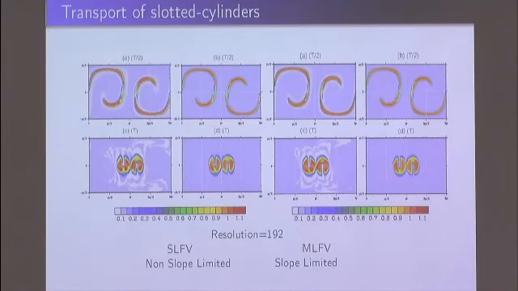This is the result for the transport of a rough distribution like the slotted cylinder, and this is the result for a very fine resolution, like 192 by 192, which is around 0.375 degree in my case. This is at half of the time interval, and this is at the full. This is MLFB and this is SLFB. We can see both schemes are doing almost exactly the same.